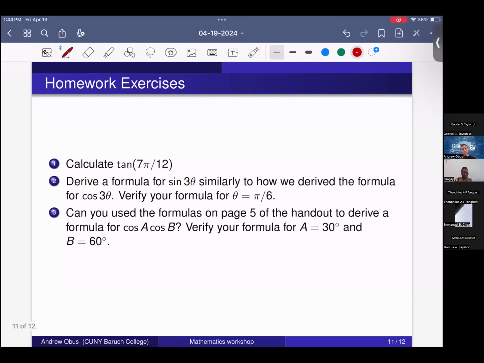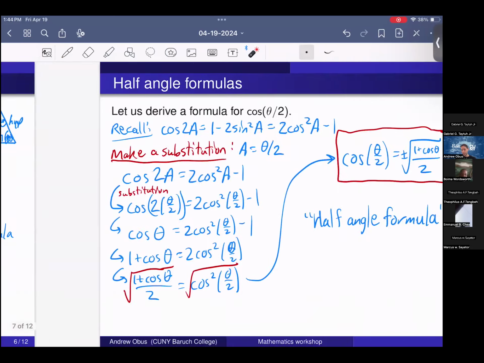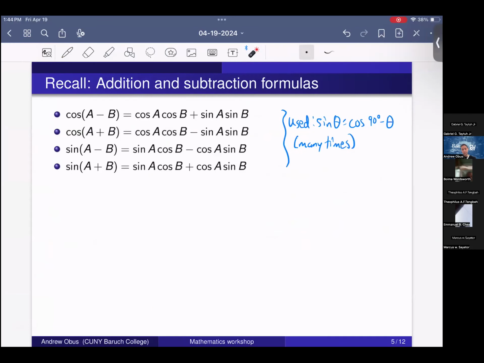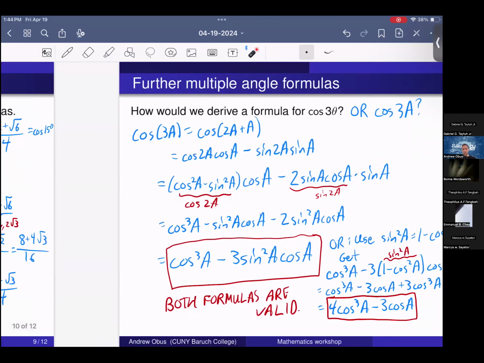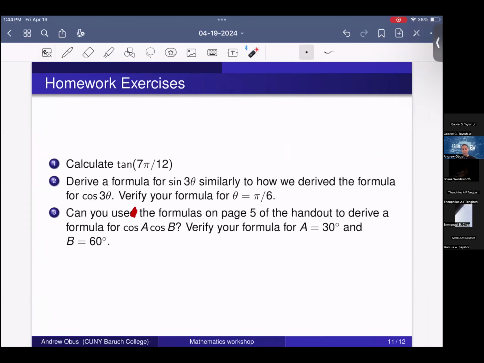And then 3 is, can you use the formulas on page 5 of the handout to derive a formula for cosine a cosine b? So page 5 of the handout, remember, is over here. If you look at all these formulas, the question is, can you use those formulas to derive a formula for cosine a cosine b? And if you can, try to verify your formula when a is 30 degrees and b is 60 degrees. Okay, so these are the homework.